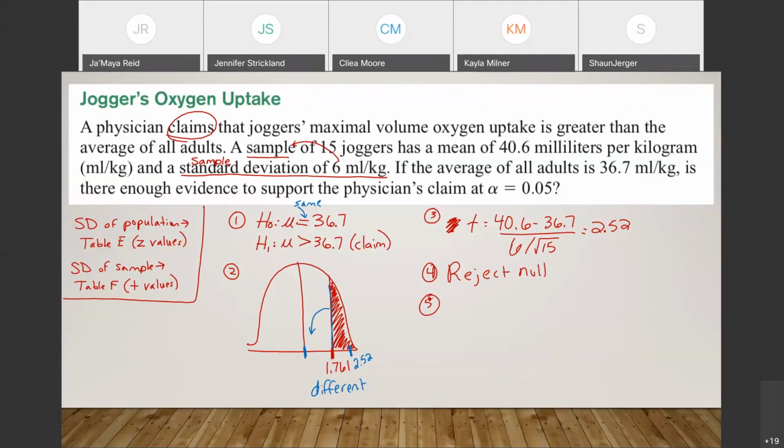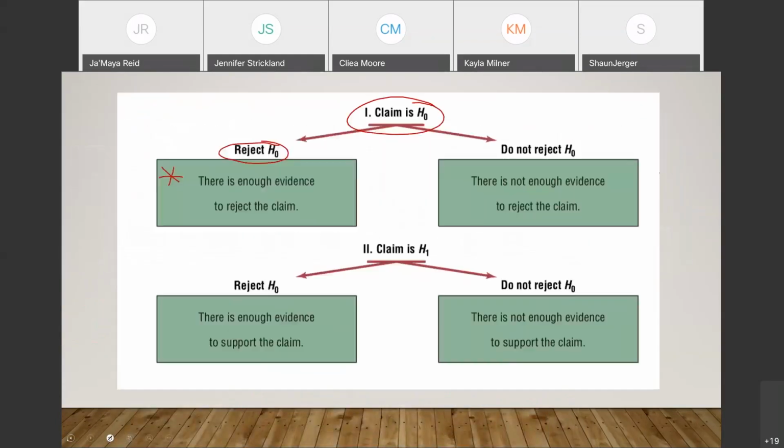All right, and then the last step is to go get your chart, your little table. It tells you what to say for the conclusions. On this one, we had that the claim was H1, and we said that we were going to reject it. So we're writing this: there is enough evidence to support the claim.